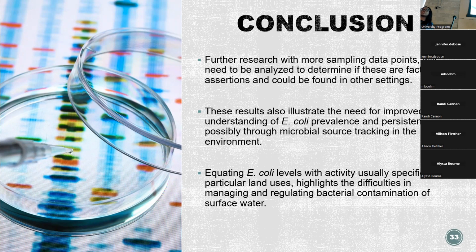So I was making the assumption that maybe some of the construction from the urban areas may have been the case, but then we do the microbial source tracking and determine exactly what the contributing factors are, because in the Flint Creek watershed, even the urban land use area had a small farm near there, right? But it wouldn't be deemed an agricultural land use area. So is that one small farm contributing to the high levels of E. coli? That type of information we would garner from the microbial source tracking studies. And so also equating the E. coli levels with activity usually specific to particular land uses highlights the difficulties in managing and regulating bacterial contamination of surface waters.